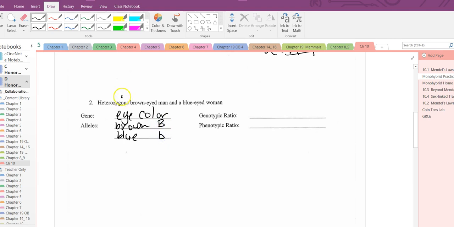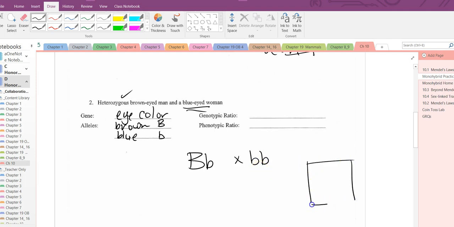And so now we need to cross a heterozygous brown-eyed man. So he has brown eyes, but it tells you that he's heterozygous. You have to cross it with a blue-eyed woman. If she's blue-eyed, both of her alleles have to be recessive. Otherwise, if you were to put a capital B, it would overshadow the recessive, and that woman would still have brown eyes. Only way to be blue-eyed is to be completely recessive.